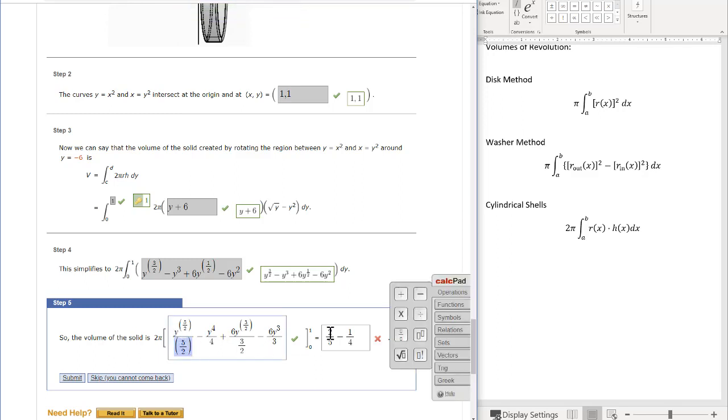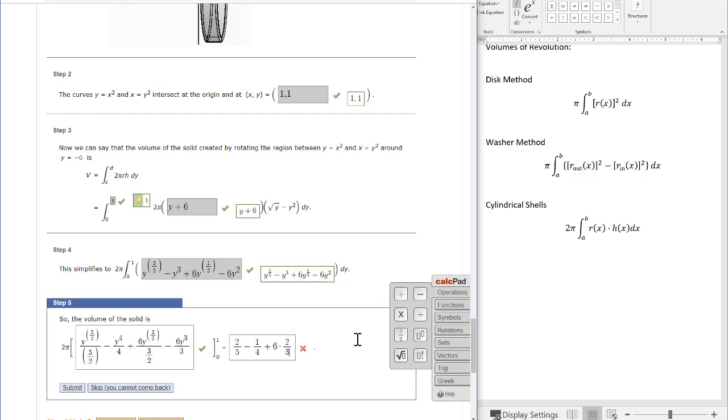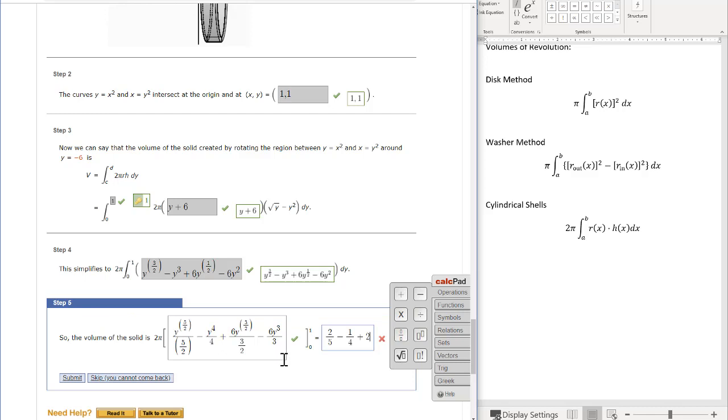Let's do one more check. We got 5/2 reciprocal, that's 2/5, minus 1/4. I think maybe I'm having a hard time with multiplying 6 times 2/3. Minus 6 divided by 3 is 2. So 6 divided by 3/2, that'd be a 4, and this is a 2. 4 minus 2 is 2. I believe this should work.